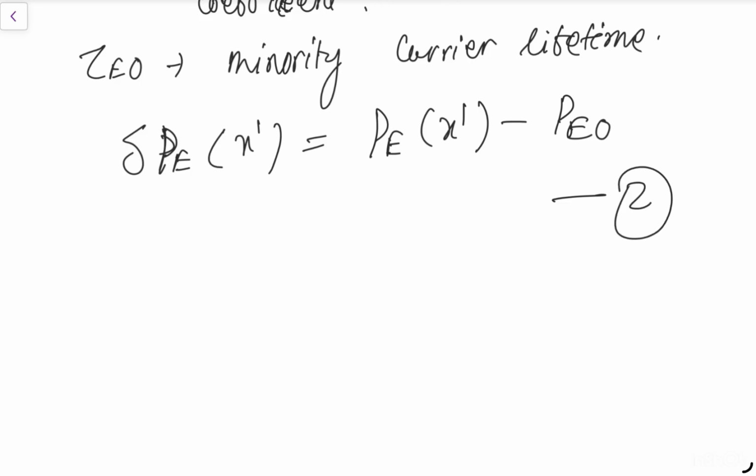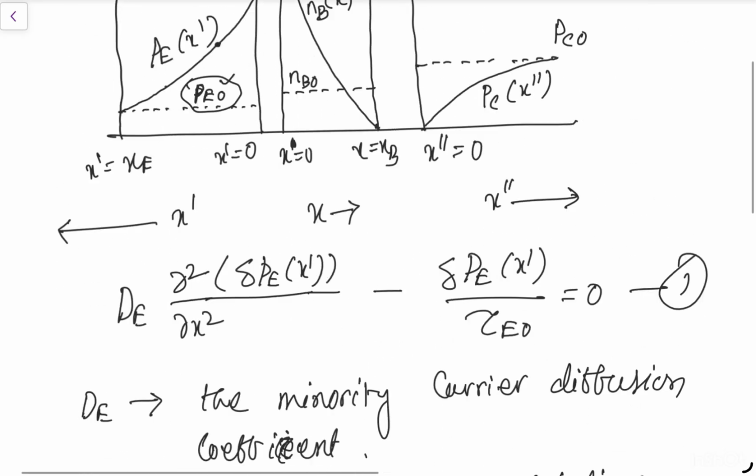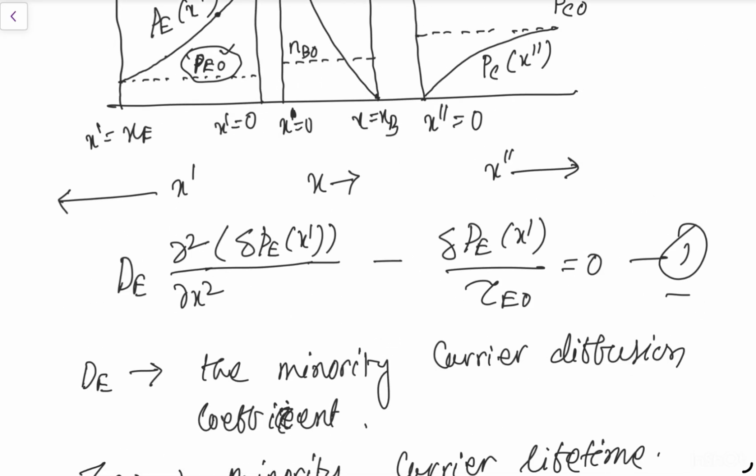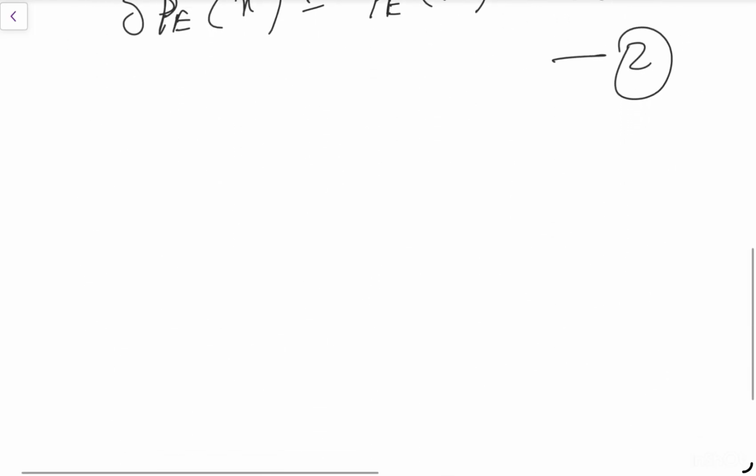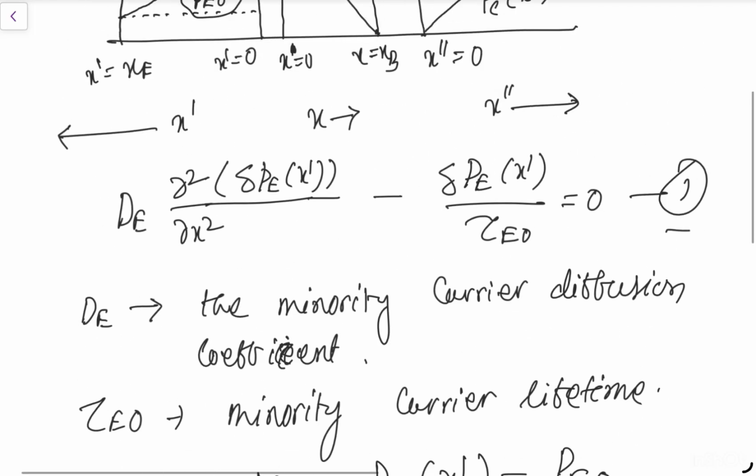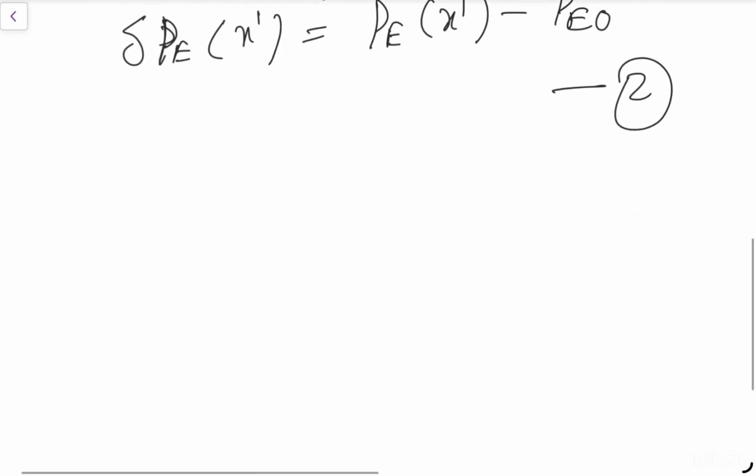We may use it. Now as usual, the process is to write the general solution for equation 1, right? So the general solution we can write for equation 1 in this form: del square by del x square of delta P(x dash) minus delta P(x dash) divided by tau E0 equals 0, where DE and tau E0 have specific constant values. So the general solution can be written for equation 1.